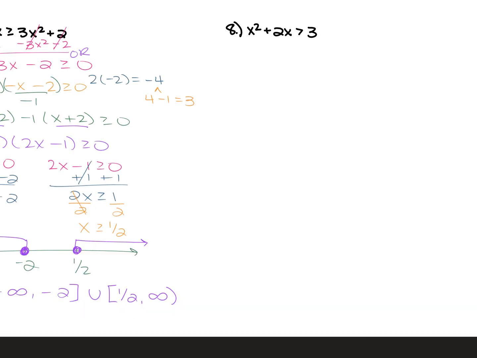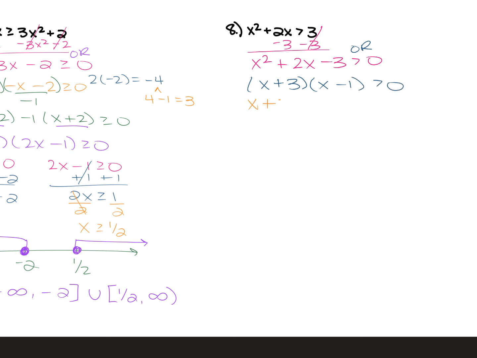For your last question, you have x squared plus 2x is greater than 3. We're moving the 3 over by subtracting it from both sides. We get x squared plus 2x minus 3 is greater than 0. This is a greater than, so it's an or. Your factors of negative 3 that add to be 2 are 3 and negative 1. So that's x plus 3 times x minus 1 is greater than 0.